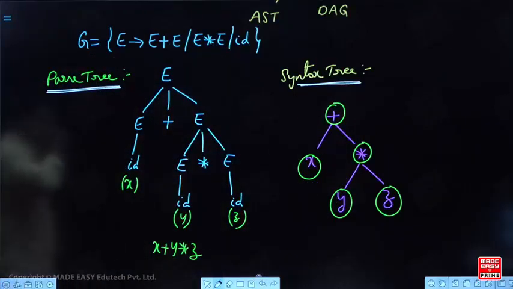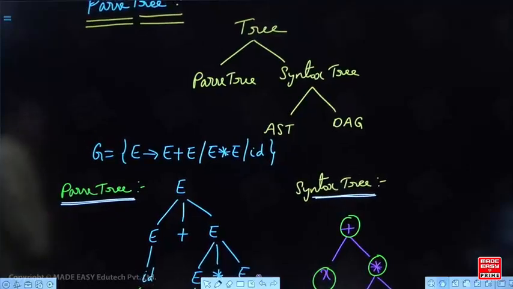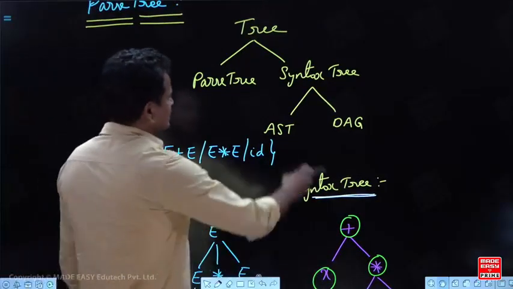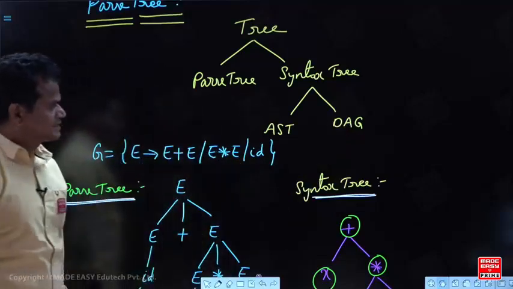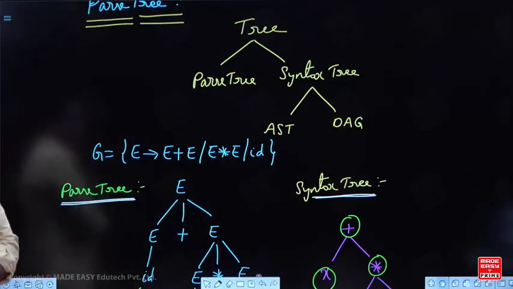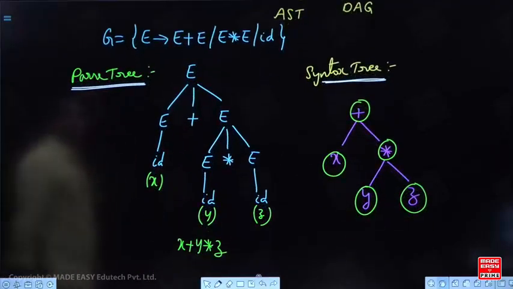Copied? So this is the parse tree and syntax tree. We have seen the difference between parse tree and syntax tree. Now we will go for abstract syntax tree and directed acyclic graph. Okay, make it fast.